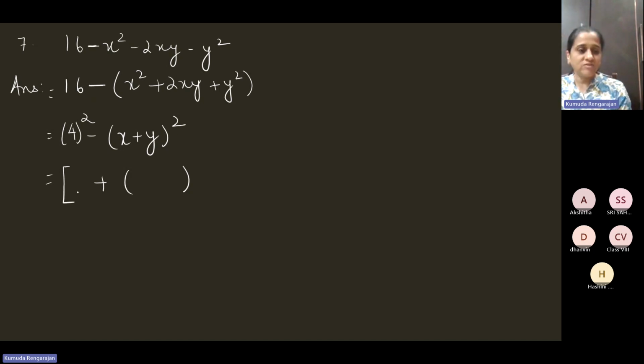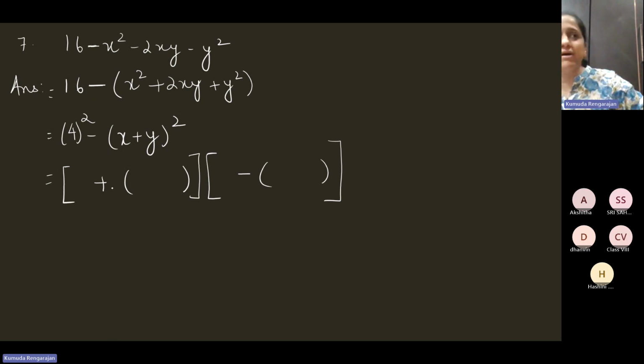So this space is for a plus, this bracket is for b, into a minus, this is for b, because b has more than one term. What is b? X plus y. What is a? 4. So no bracket for a, bracket only for b. Now fill in the spaces.